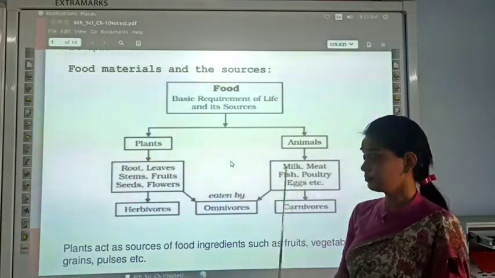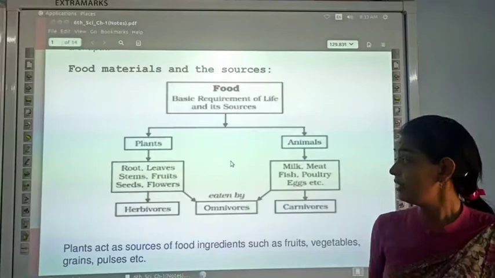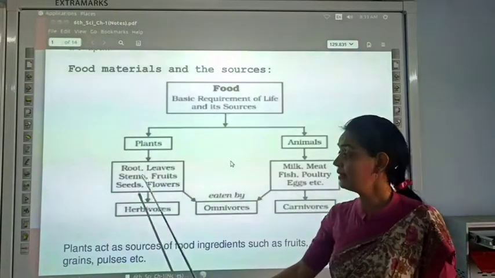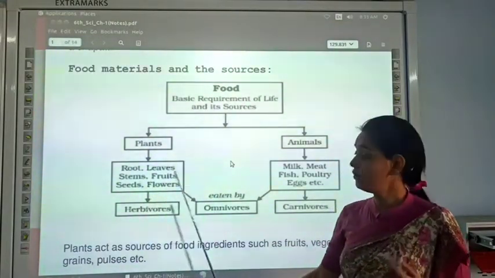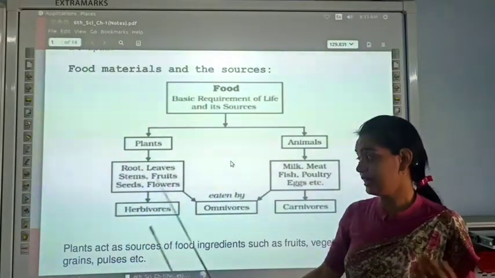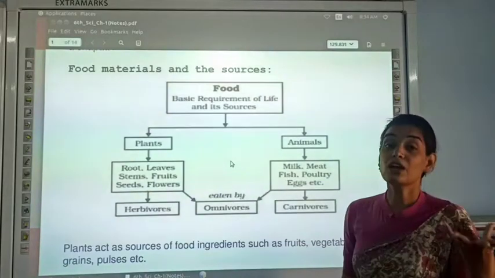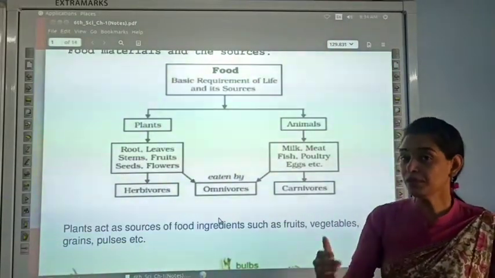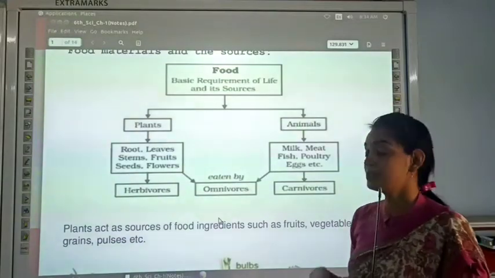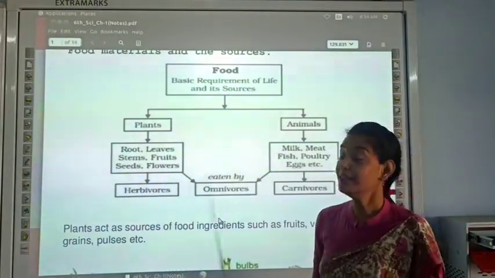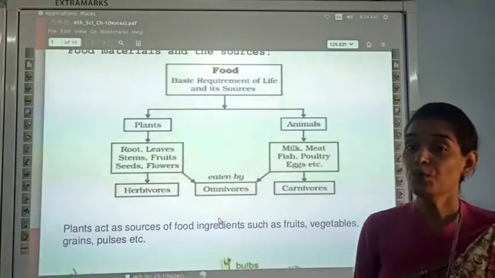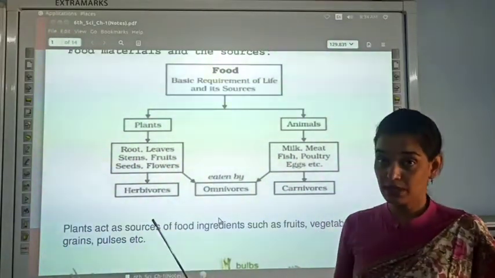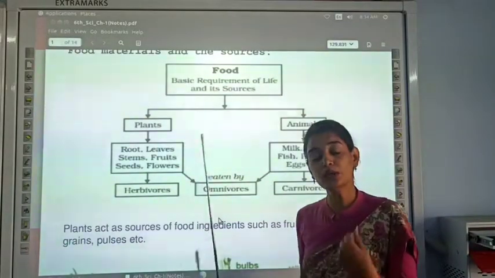In the plant, we can eat various kinds of plant products, like the root of some special plants, leaves of some special plants, stem of some, and fruits, and seeds. The cereals which we eat are called seeds, and flowers, like cauliflower. So who eats plant products? According to food habits, animals are divided into some categories, and the first is herbivore. Herbivores are those animals which eat plants and plant products, directly and totally dependent on the plant.